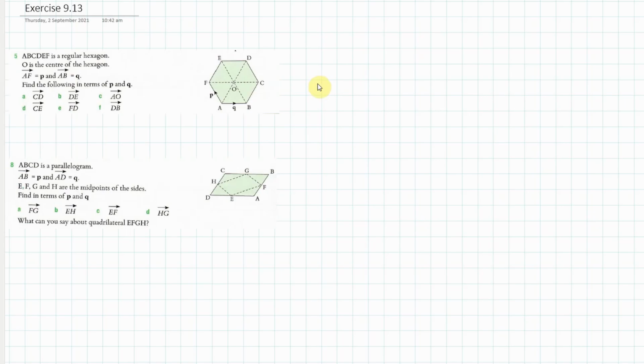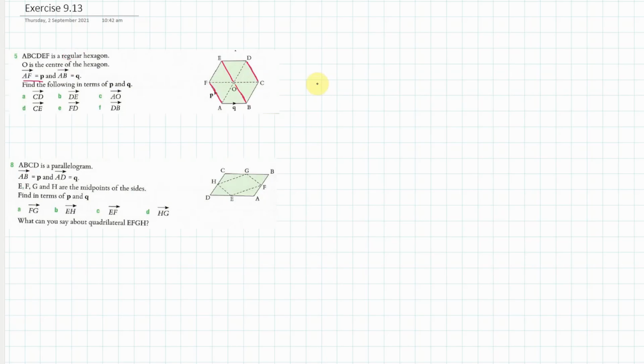So what I'm going to do is all of the AF vectors I'm going to make pink. So you see we've got one here. You can see that we've got one here. And I hope you can also see that we've got one here, and another one here. A hexagon is made up of 6 equilateral triangles if it's regular, and we're told that it's regular. So all of those are equal.